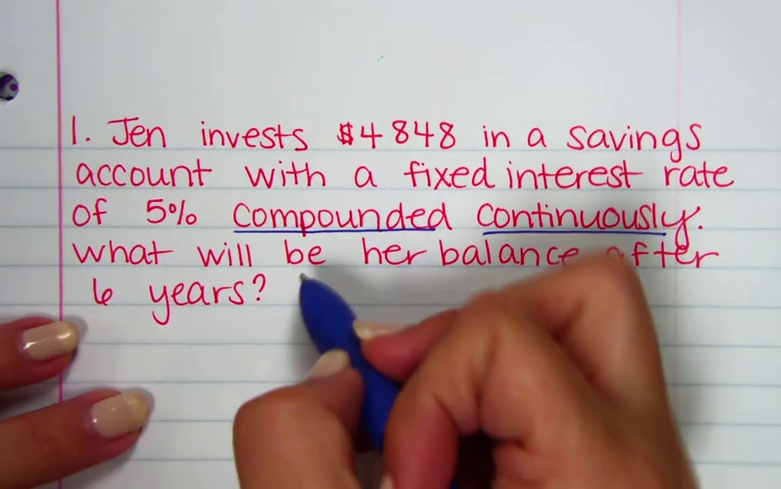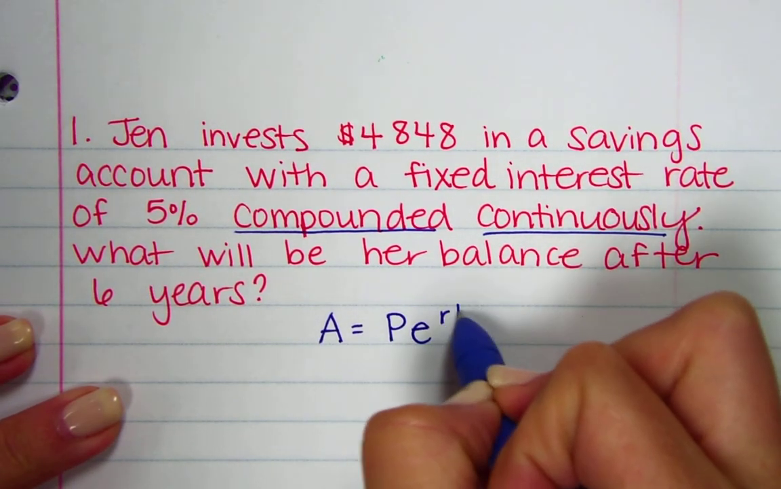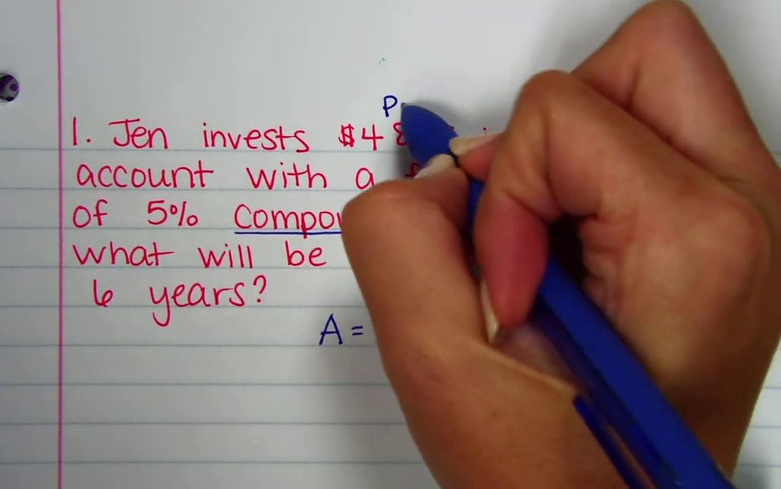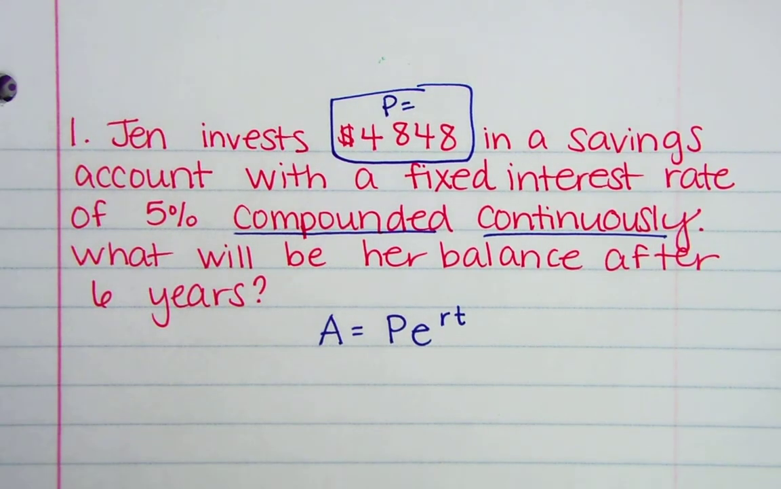So we're going to use this formula: A equals P e to the RT. All right, so we need to find P, R, and T. What's my principal that I invested? Right, this one, that's my P. And then what's my R?